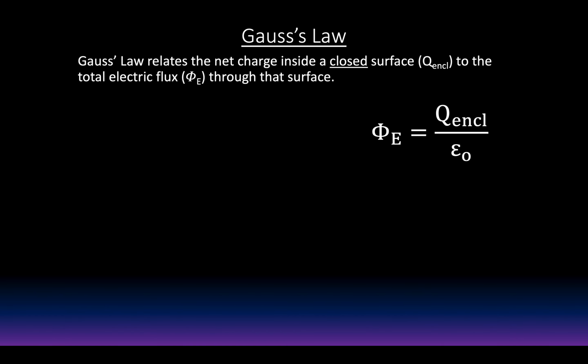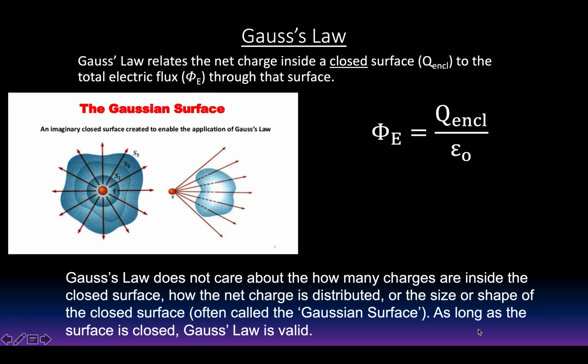If you are working on a homework or an exam problem, epsilon naught would just be a number that you look up in a table, and you could always multiply or divide by a number. To finish off this discussion of Gauss's law, I want to make a few comments. First of all, notice that the right-hand side of Gauss's law that contains Q enclosed does not make any statement about how many charges are inside my closed surface or how those charges are distributed. Gauss's law only cares about the net charge inside the surface.